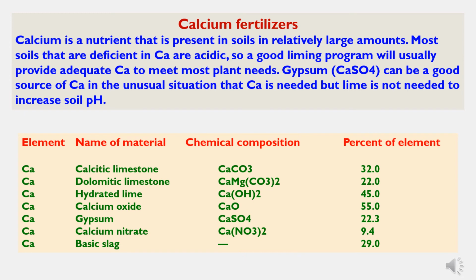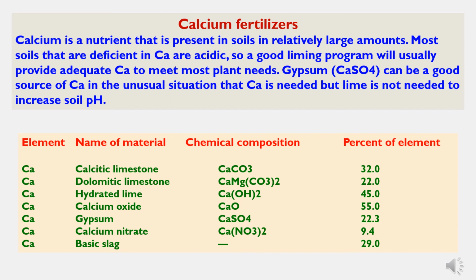The next fertilizer category is calcium fertilizers. Calcium is a nutrient that is present in soil in relatively large amounts. Most soils that are deficient in calcium are acidic, so a good liming program will usually provide adequate calcium to meet most plant needs. Gypsum, calcium sulfate, can be a good source of calcium in the unusual situation that calcium is needed, but lime is not needed to increase soil pH.